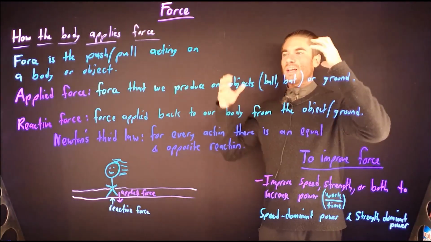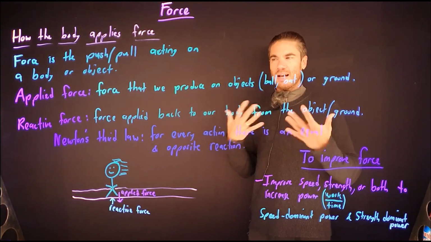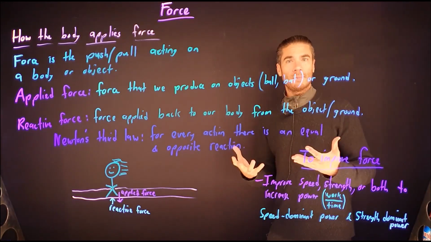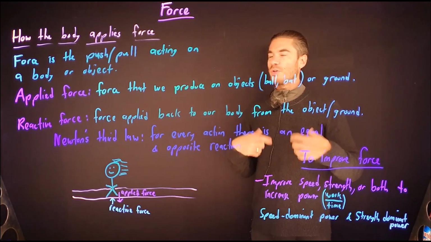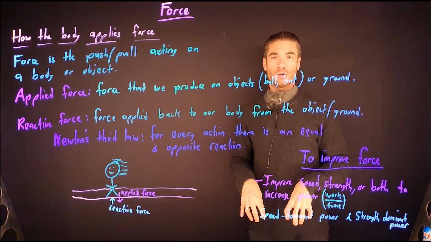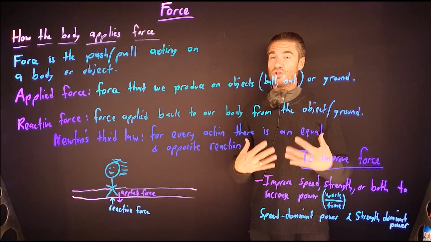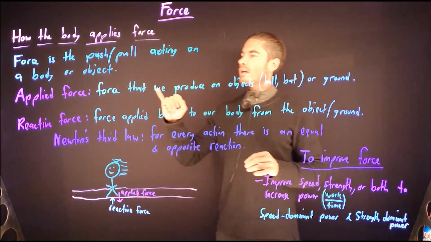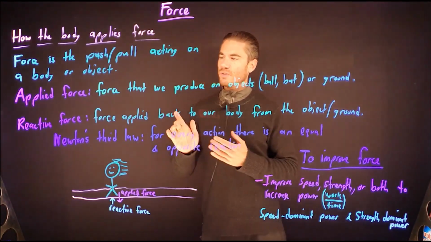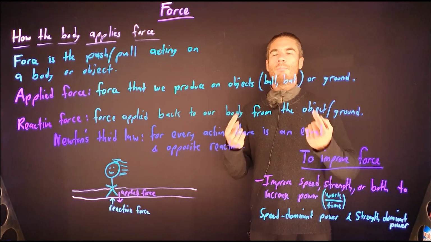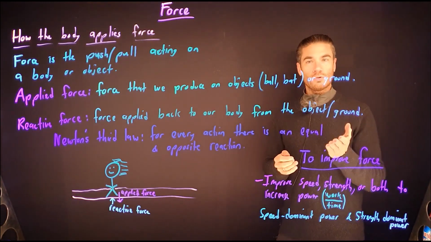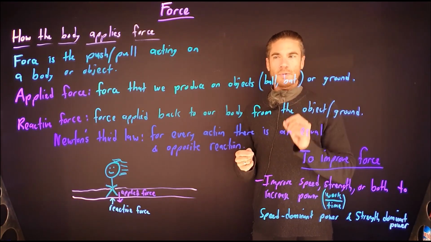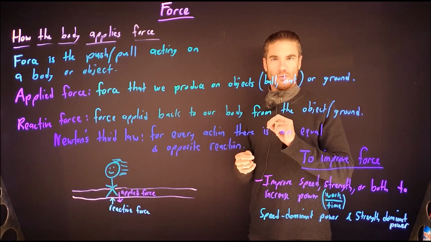Applied force is the force that we, the person or the human or the athlete, produces on objects such as a bat, a ball, a barbell, things like that, or on the ground. So right now I'm applying force into the ground. I'm not moving, so that force is just being applied through my weight and gravity, okay? Then there's the reactive force. The reactive force is the force that is applied back to our body from the object or the ground, okay? And that force will generally always be equal to the applied force.